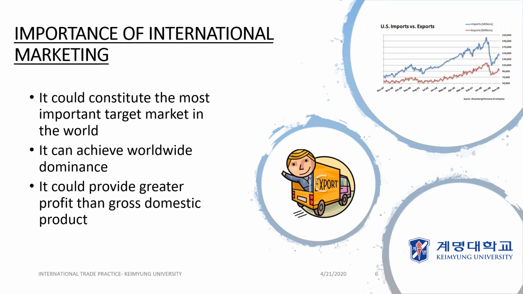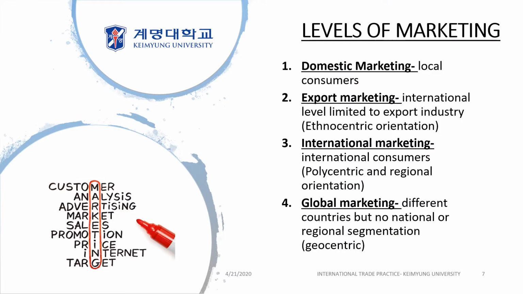And the third important reason is firms believe that it could provide greater profit than in their domestic market. So if in Korea they're only earning won, if they go to another country, possibly they're going to earn dollars. Take note, the marketing goal is to attract customers, retain them, help them grow, and satisfy them. Okay, how are we going to do that? But first we have to understand the different levels of marketing.